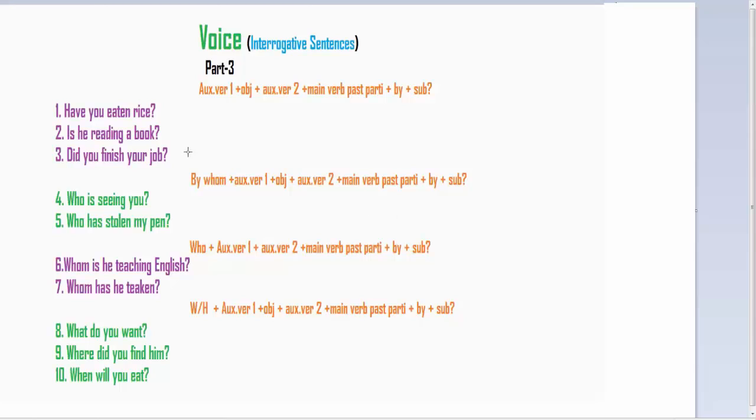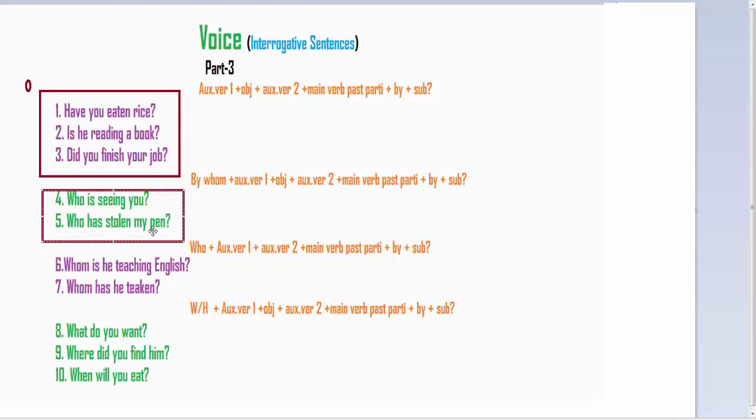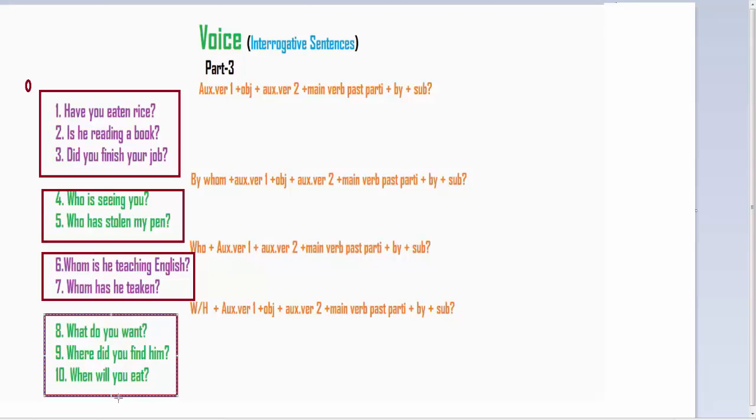Dear viewers, there are four kinds of interrogative sentence. This kind starts with an auxiliary verb. Have, is, did, they are auxiliary verbs, and it is a kind of interrogative sentence. This is also a kind of interrogative sentence, and it starts with who. Next, the third kind starts with whom. And next we see the interrogative sentence starting with what, where, when.